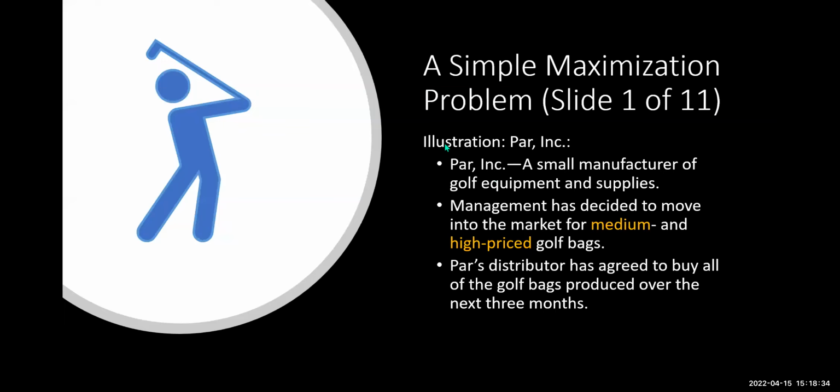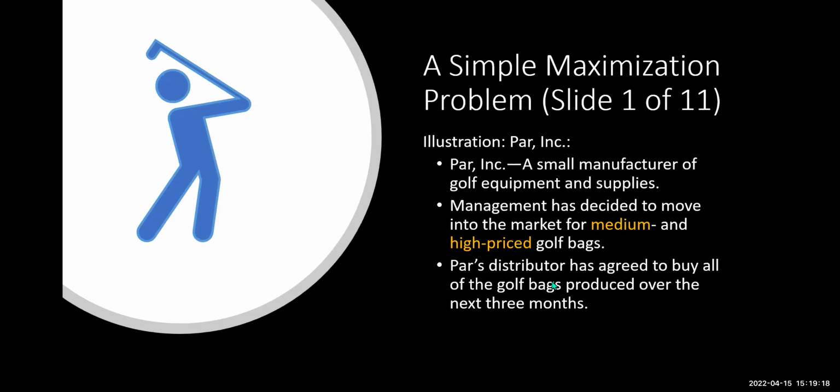So this one company, we will use PAR Incorporation as an illustration for a simple maximization problem. If I'm going too fast, please inform me. Okay, so PAR Incorporation is a small manufacturer of golf equipment and supplies. It produces golf equipment and also supplies golf equipment. Now PAR Incorporation management has decided to move into the market for golf bags. So they want to produce medium and high price golf bags.